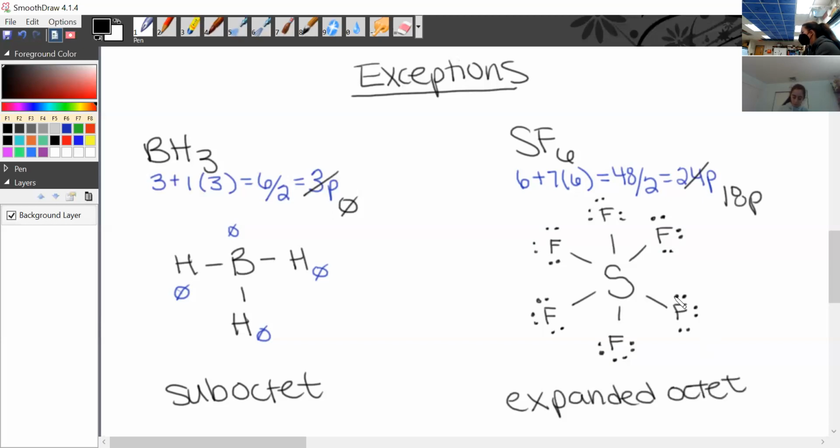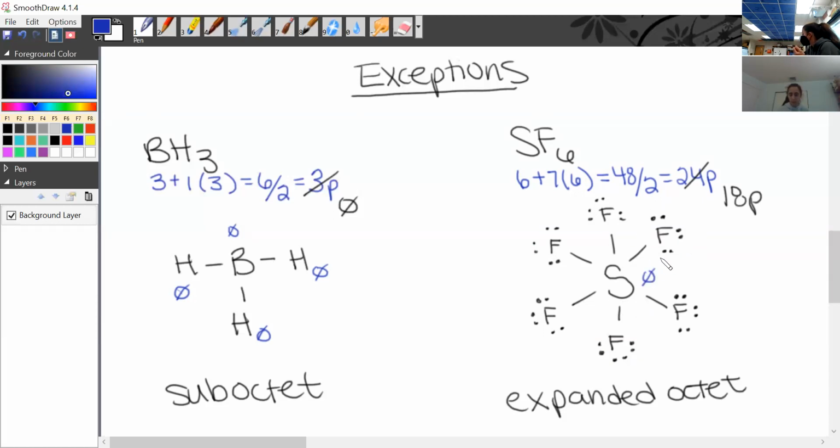Now for fluorine, right? Look at the fluorines, 2, 4, 6, 8. The fluorines have 8, right? The fluorines are not expanded. The element that is expanded is the sulfur. But let's calculate formal charge and see if this is okay, right? So let's start with the sulfur. Sulfur has 6 valence electrons normally, minus the 1, 2, 3, 4, 5, 6 things we bonded to it. 6 minus 6 is 0. So the sulfur has no formal charge.